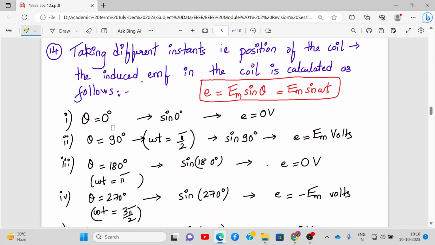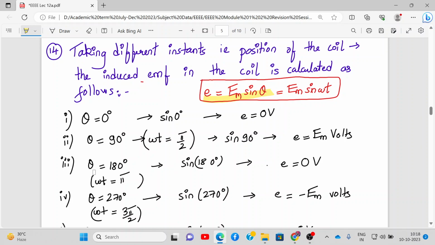For theta equal to 0, we'll be using the equation E equal to Em sin omega t. So sin 0 will be 0, so EMF will be 0. Next, if theta is 90 degrees, omega t is pi by 2, so we have sin 90, and sin 90 is 1, so the induced EMF will be maximum, which will be Em, and we have said this before.